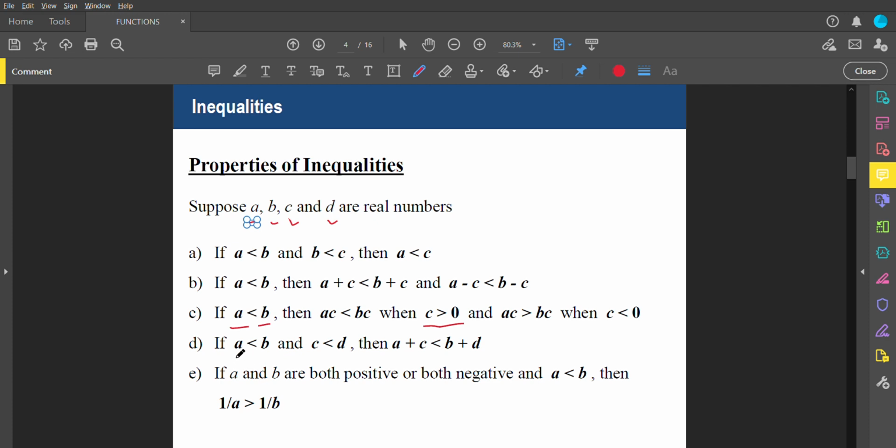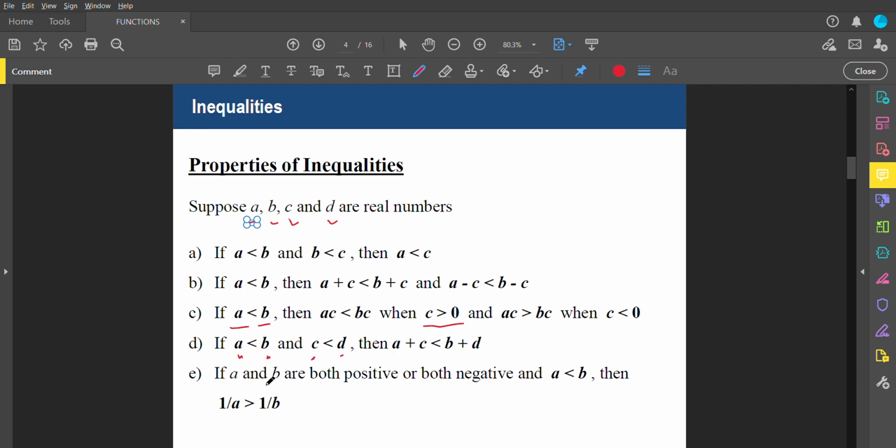And the fourth one, we have: if A is less than B and C is less than D, then the addition of the first two, A plus C, is less than the addition of the second two. So A plus C is less than B plus D. You can also replace this with less than or equal to, or you can make some manipulation. If you want to use greater than or greater than or equal to, that should be okay.